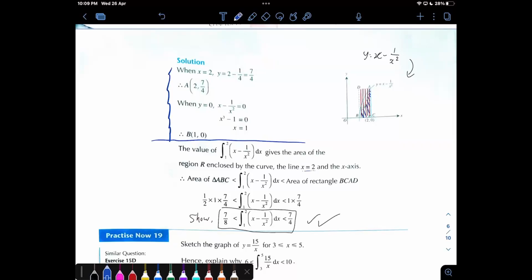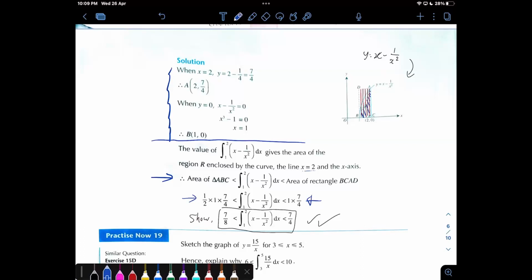Then you can conclude straight away from the diagram. Therefore, area of triangle ABC is less than this exact area R, which is less than area of rectangle ABCD. Then how do you find area of a triangle? Half times base times height. How do you find area of a rectangle? Length times breadth. Then from there, you just need to do a calculation of the area of triangle and area of rectangle. That's it.